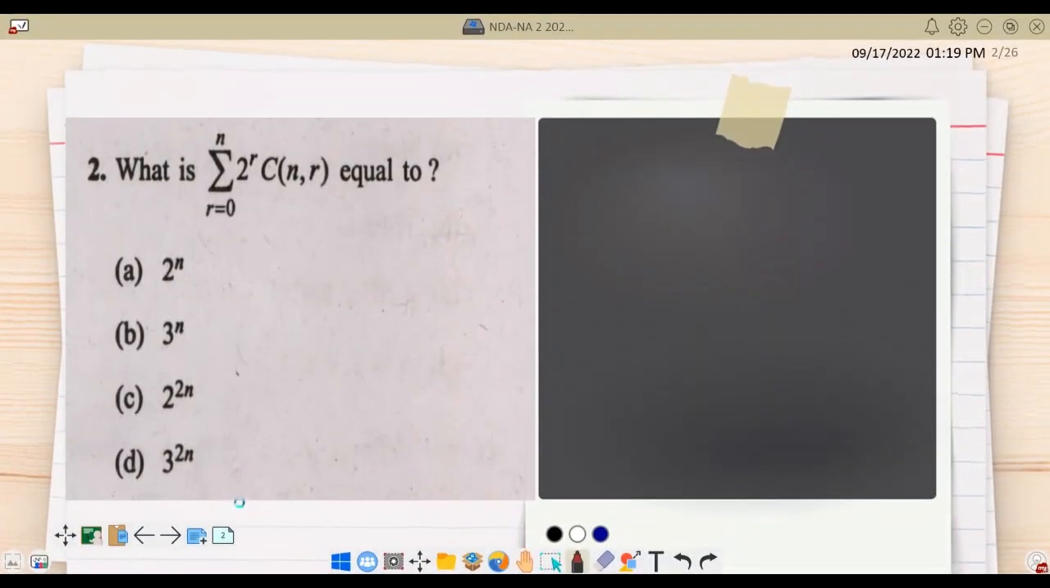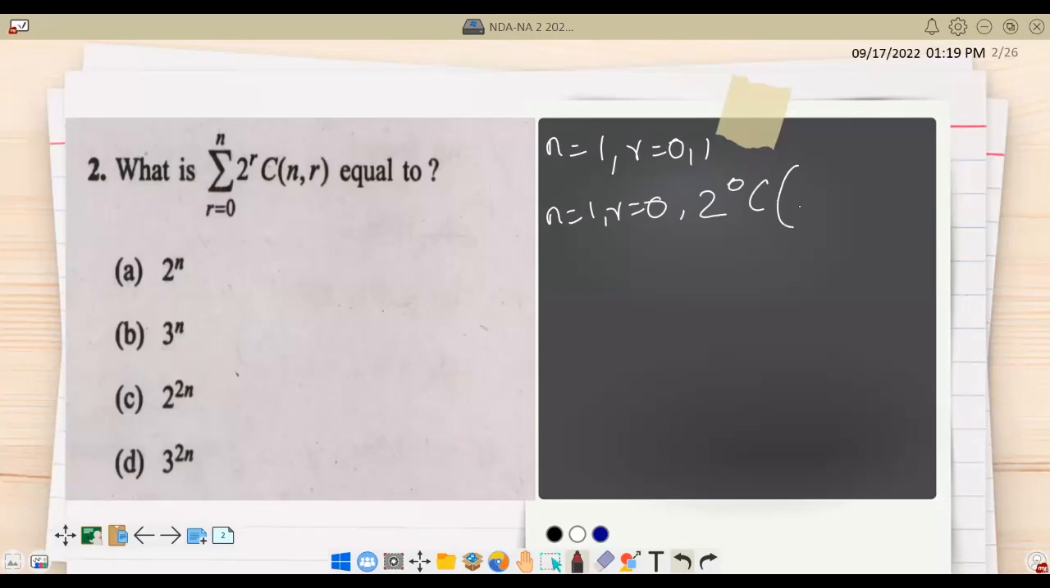In this question, they have asked about the value of the sum of r from 0 to n of 2 power r times nCr. To find the answer, we need to assign a value for n. First, we take the value n equal to 1. If n is equal to 1, then r will be 0 to 1. So first, n is equal to 1 and r is equal to 0. If we substitute the values, 2 power 0, C(1,0). 2 power 0 is 1 and C(1,0) is also 1. So 1 into 1 is 1.